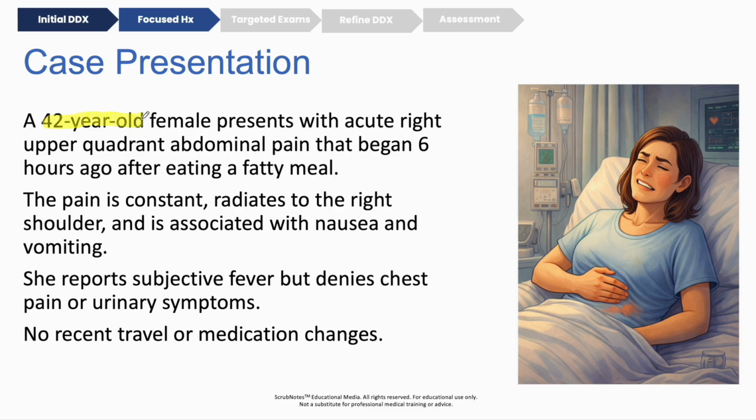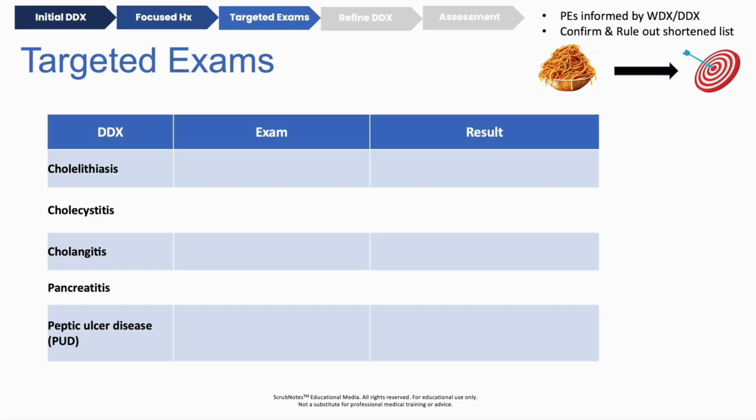So we have a 42-year-old female who presents with acute right upper quadrant abdominal pain that began 6 hours ago after eating a fatty meal. The pain is constant, radiates to the right shoulder, and is associated with nausea and vomiting. She reports subjective fever but denies chest pain or urinary symptoms, and she hasn't had any recent travel or medication changes. Now that we've asked focused history questions, we can perform targeted exams instead of random exams or trying to do everything all at once.